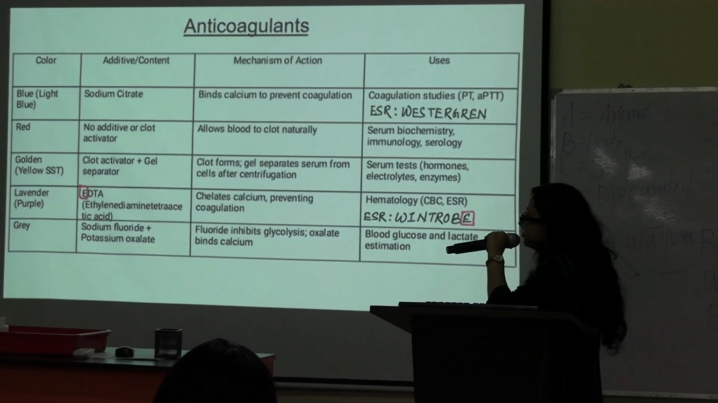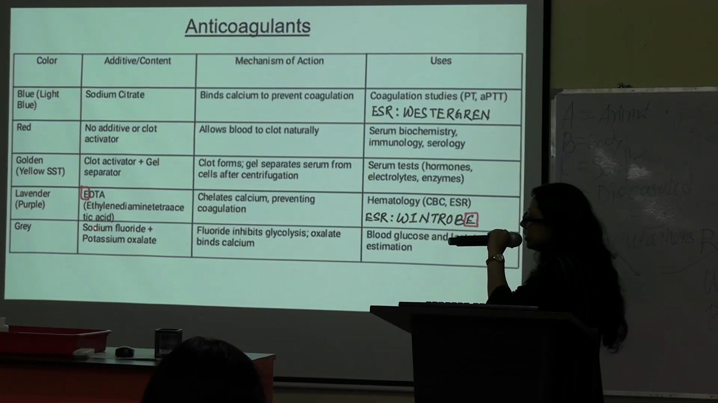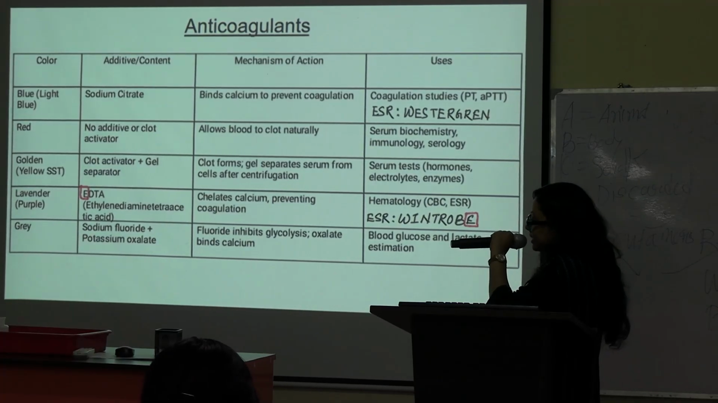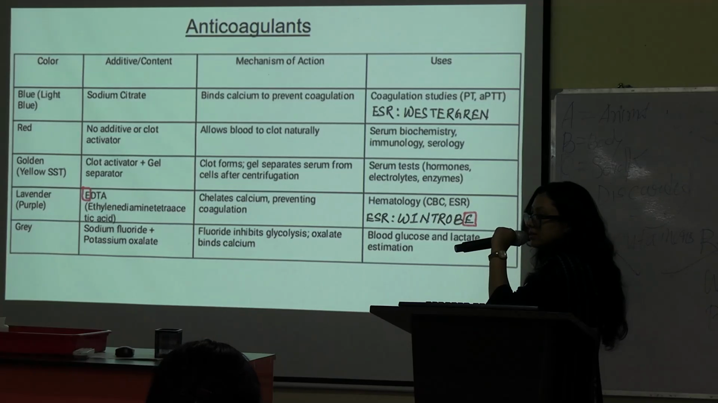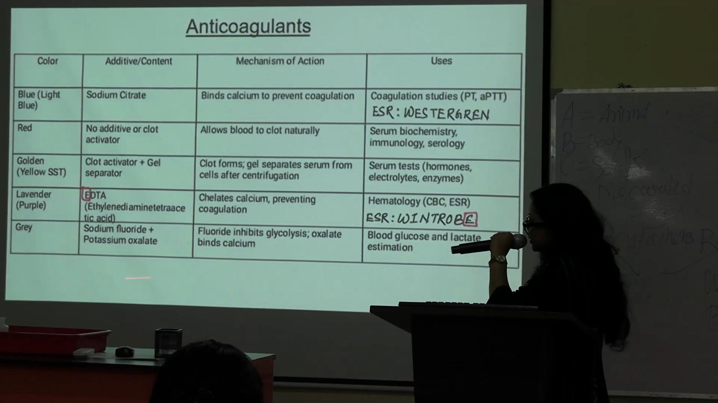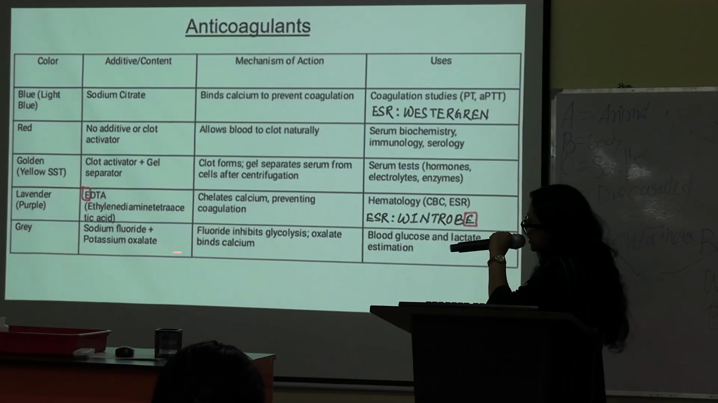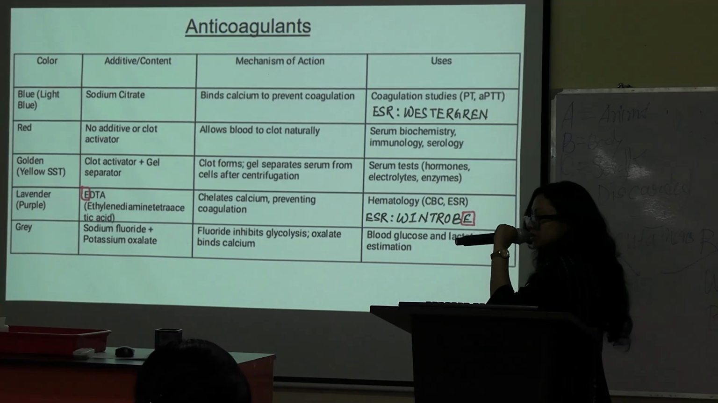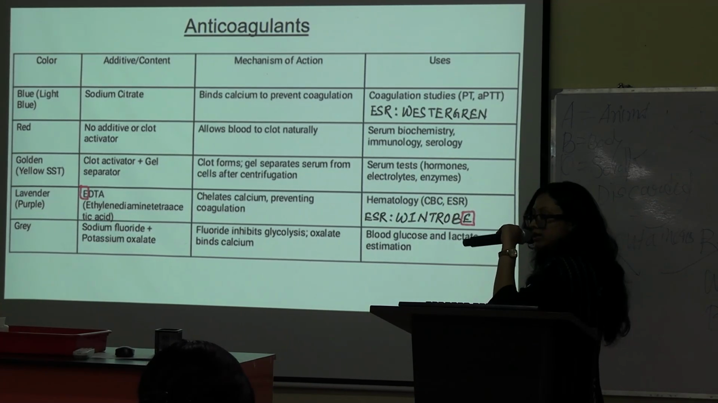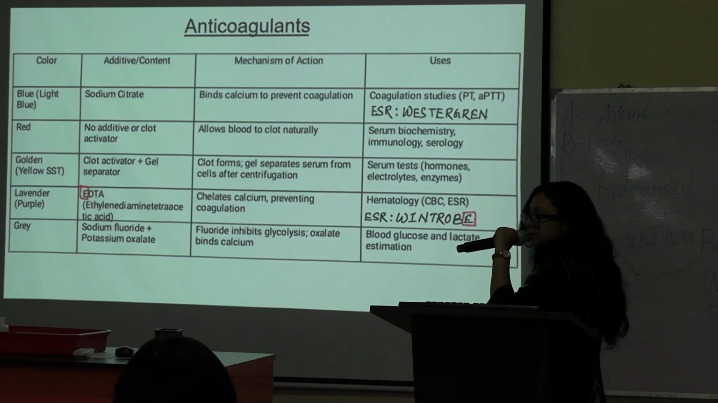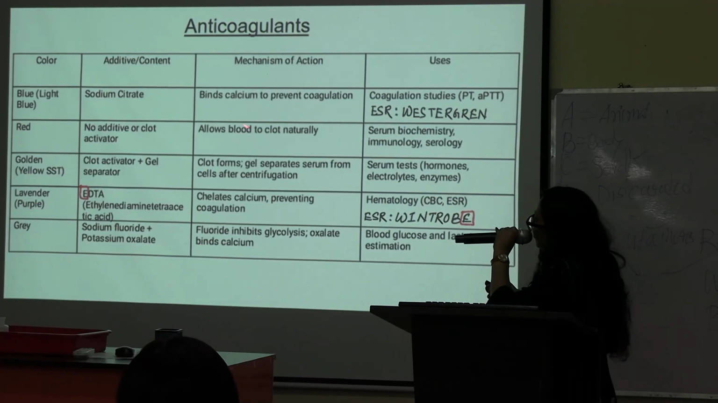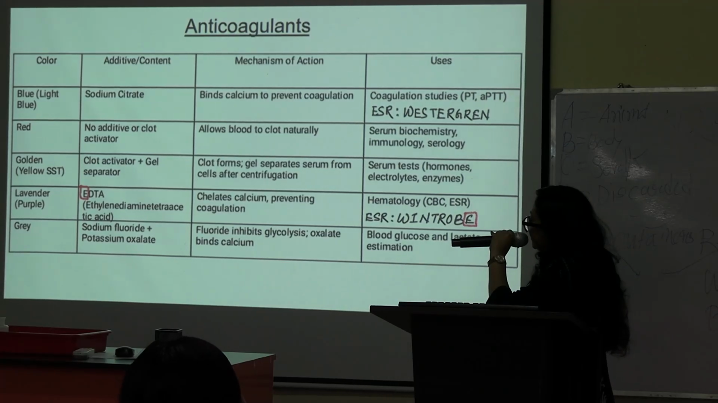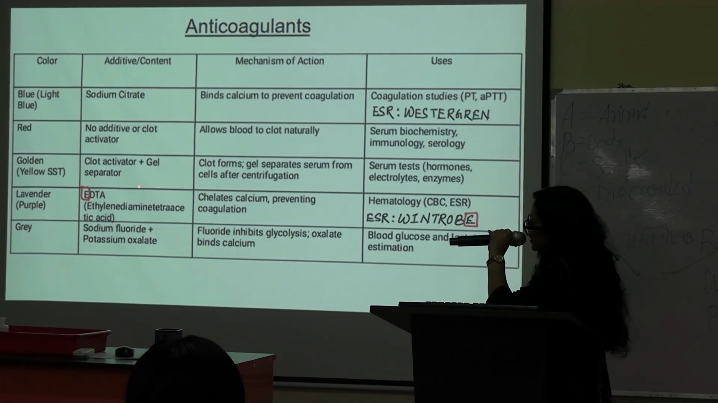So what will happen? If we are using sodium fluoride, it will prevent the enolase enzyme. So there won't be any glycolysis. So that's why we are using that grey vial for blood glucose estimation and also for lactate or alcohol estimation. Alright, is that clear? Now these blue, these lavender and this grey, all are having these three anticoagulants.